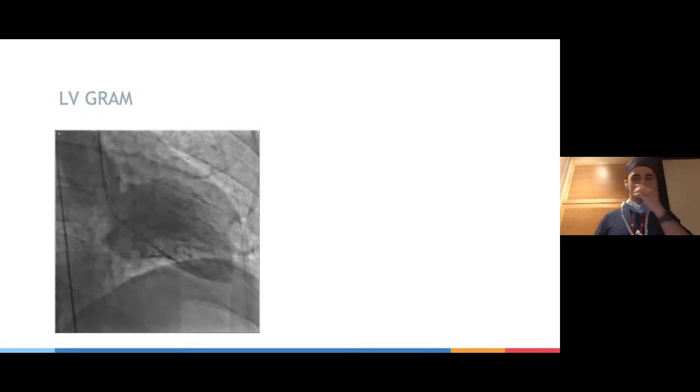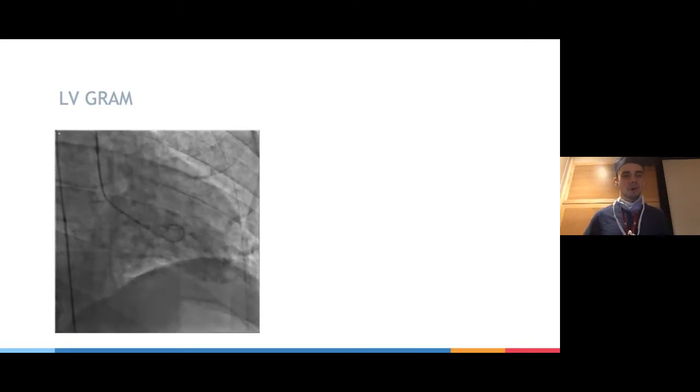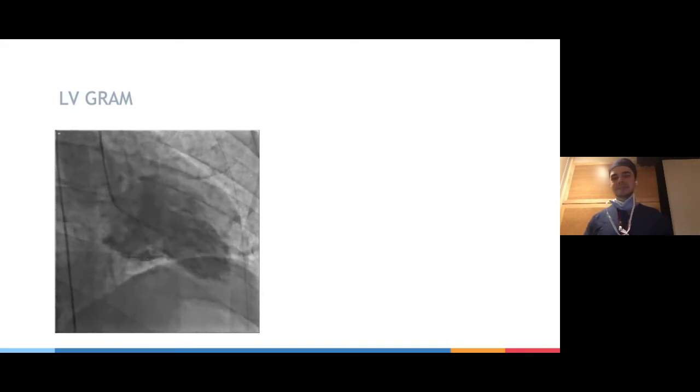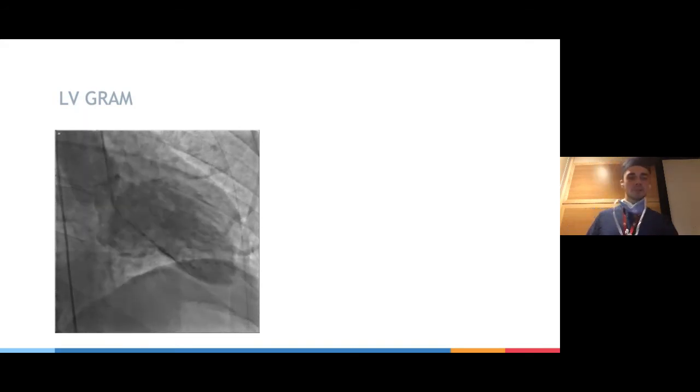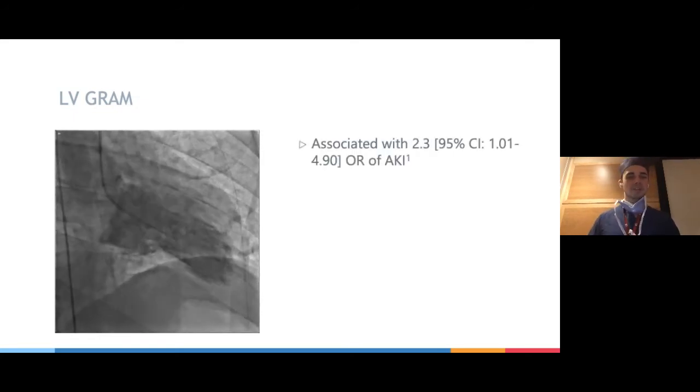So this is an LV gram. You're all familiar with this modality. It's mainly used to determine EF and wall motion abnormalities. It's routinely done in the cath lab in patients that did not have an ultrasound or had an ultrasound in a different center, but it is associated with an odds ratio of 2.3 of acute kidney injury.